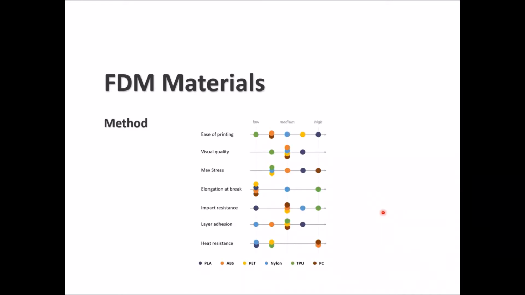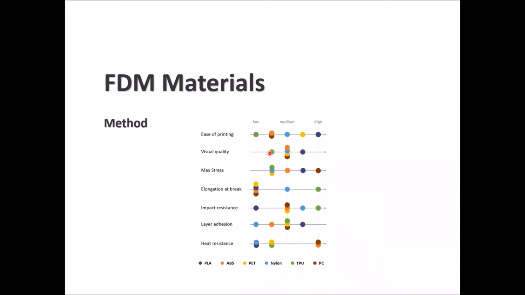We can see here an overview of these properties that we focus on while trying to decide which material to use for our print. Each material is colored differently. For the ease of printing, the score for the TPU material is low, for the ABS and the PC a little bit more than low. For the nylon, it's medium. Then for the PET, it's above medium. For the PLA, it's very easy to print.